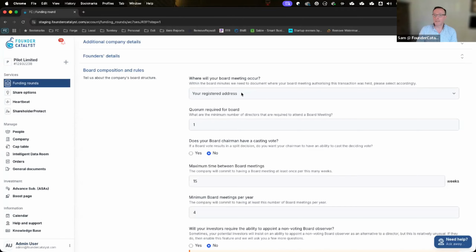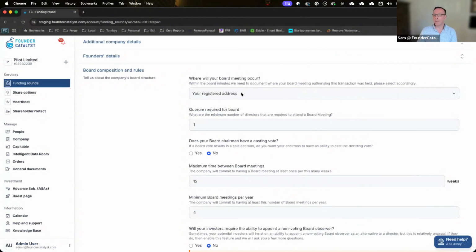So the first item here is when you close a funding round, we're going to create a set of board minutes that authorize on behalf of the board you doing a bunch of things when you close a funding round, like allotting new shares, potentially creating an option scheme, adopting the new articles of association, for example. So there's a bunch of actions you're going to take.